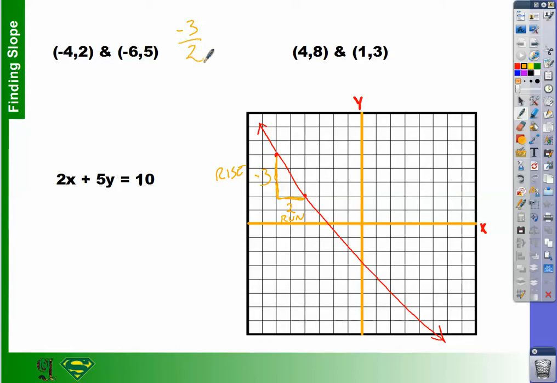Now graphing it, there's nothing wrong with graphing this, but there may be a situation where the numbers are so far apart you're not going to want to graph them. It'd be just sort of a pain to build the graph. So there is another way of doing this. You may remember that slope is described as rise over run.